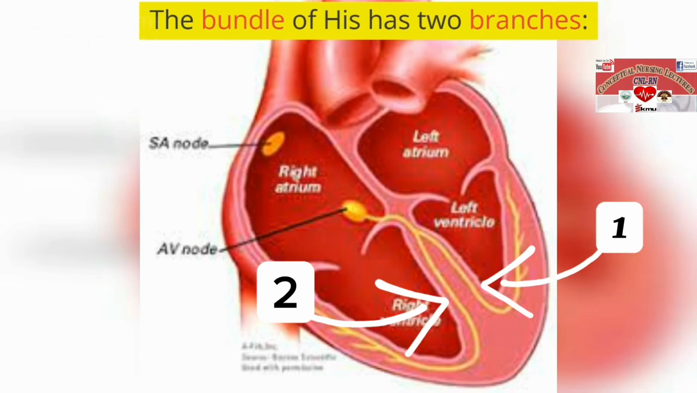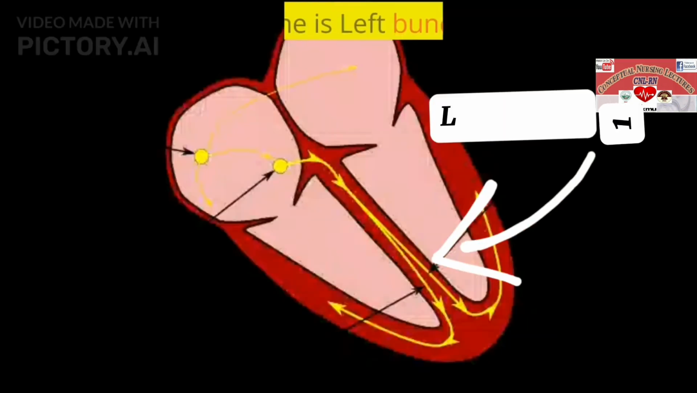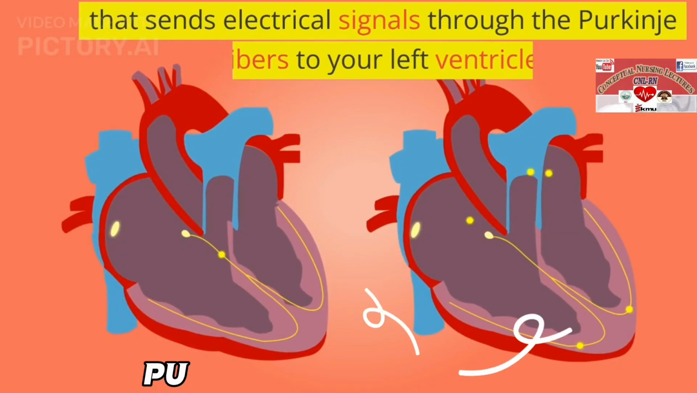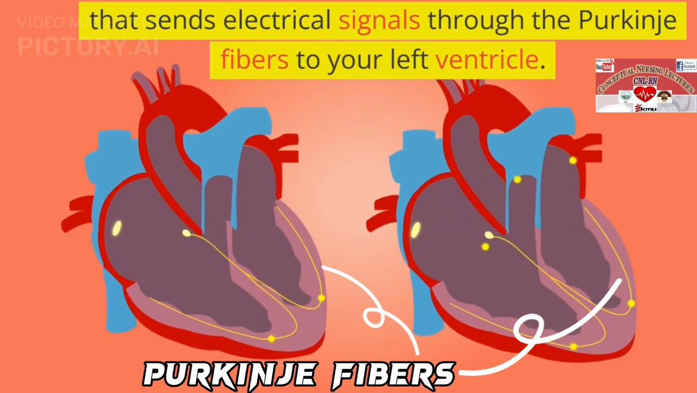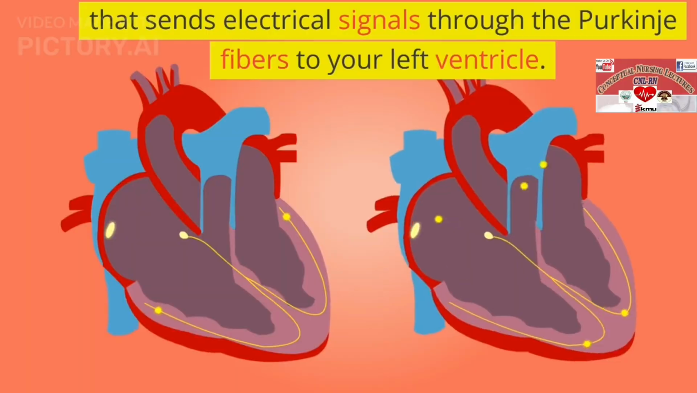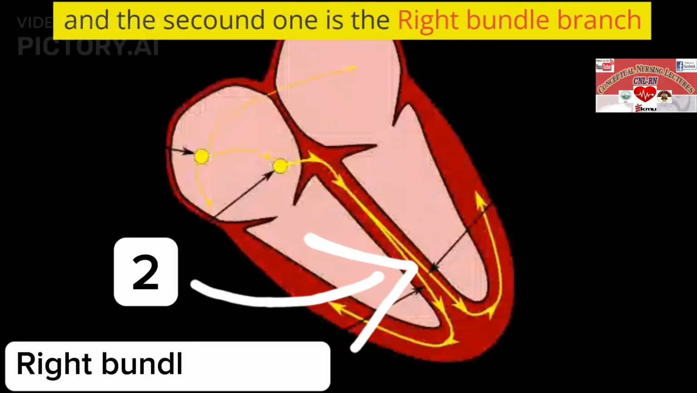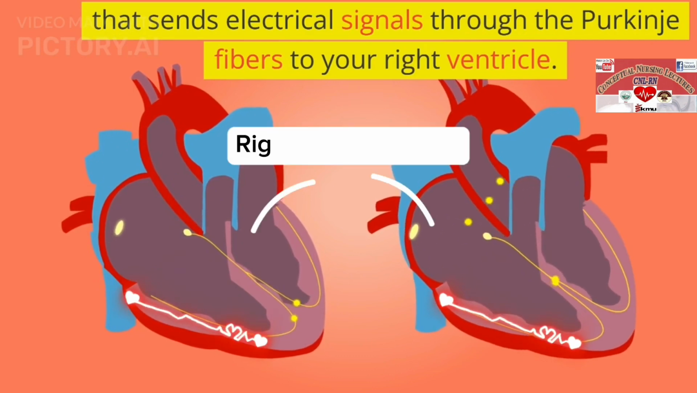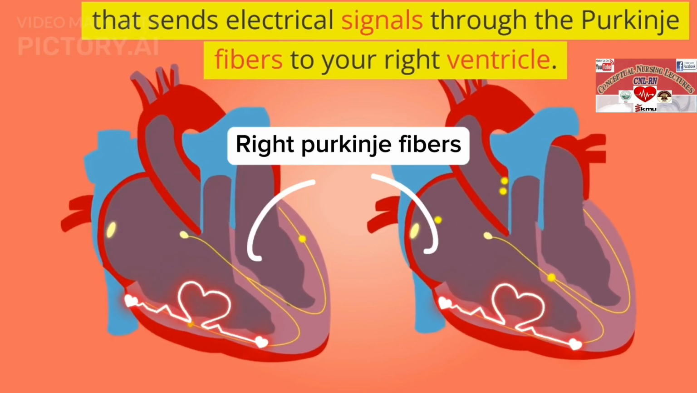The bundle of His has two branches. The first one is the left bundle branch, that sends electrical signals through the Purkinje fibers to your left ventricle. And the second one is the right bundle branch, that sends electrical signals through the Purkinje fibers to your right ventricle.